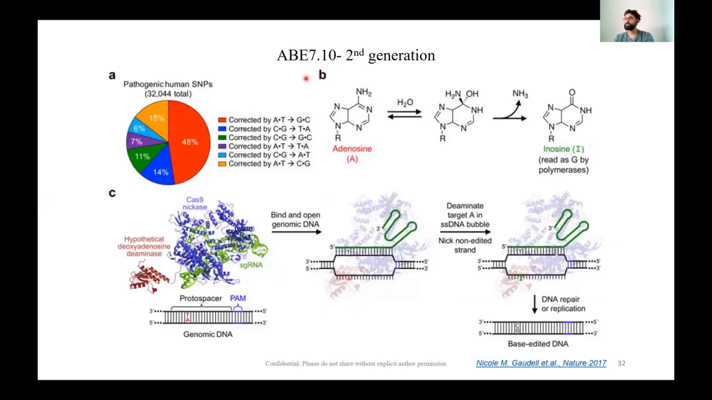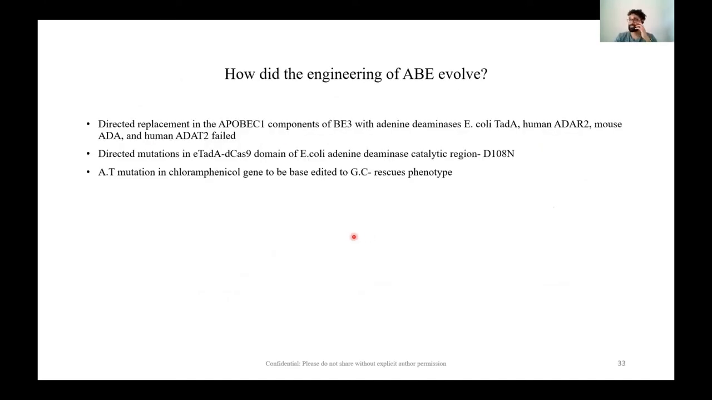The next version was adenosine-based editors, second version, where you would appreciate that the corrected base edit now from A to T to G to C is up to 48%, right? The concept is pretty much the same, apart from uracil. This is inosine, right? And that is then converted to guanine at the end, adenine to guanine and thymine to cytosine. So what modification did they perform? They firstly tried different deaminases available, right from E. coli to human, but they failed also.